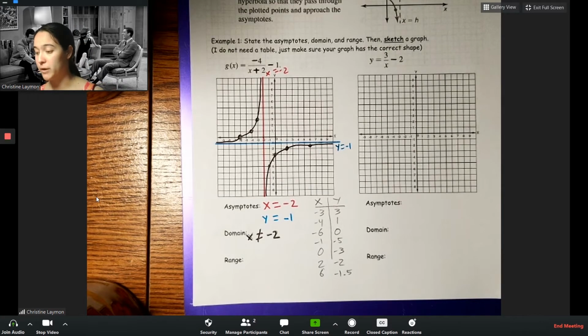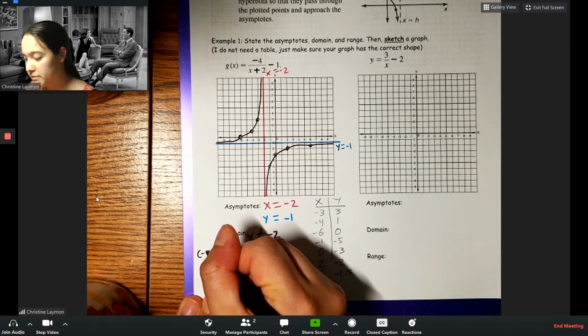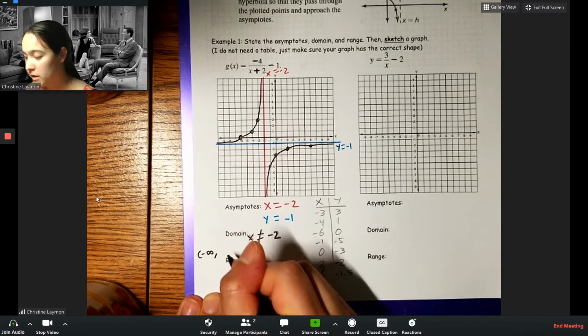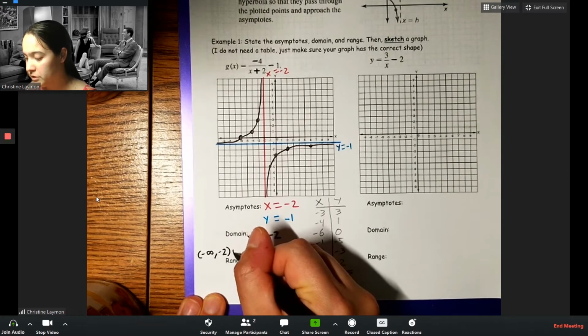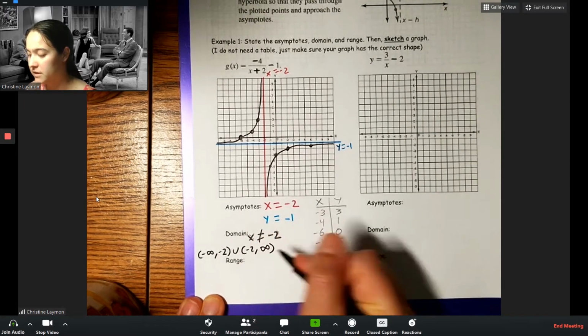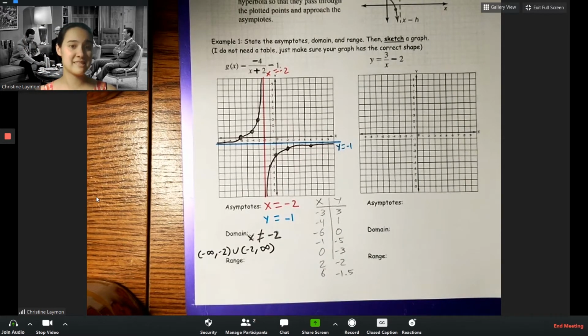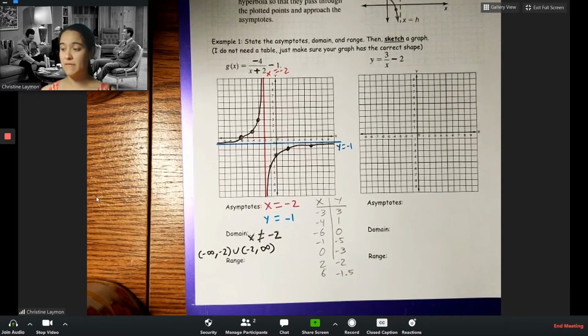Let me show another way. Let's say we want to use interval notation. I'm going to write parenthesis, -∞, comma, -2, parenthesis, union, parenthesis, -2 to positive infinity. I'm using parentheses because I can't actually reach those values. I can't actually reach -2, and you can never actually reach an infinity. That's why these take parentheses. So whenever you have asymptotes, you can't actually reach those values.